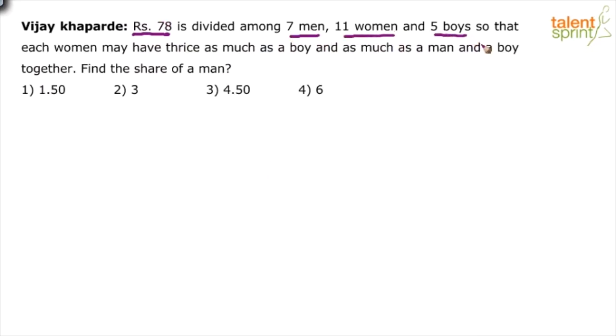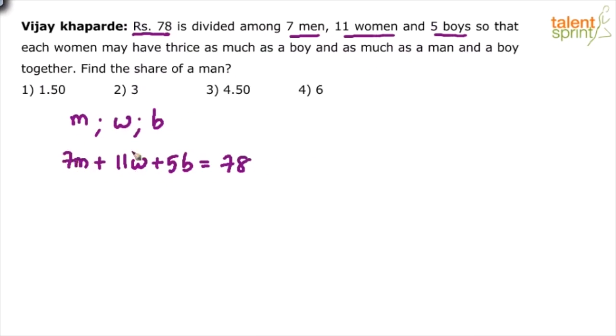boys. So let us assume each man gets M rupees, each woman gets W rupees and each boy gets B rupees. So can you say 7M plus 11W plus 5B is equal to 78? Yes, right? The share of each man is M. So 7 times the share of each man plus 11 times the share of each woman plus 5 times the share of each boy will be 78. So that's one equation. What else is given?